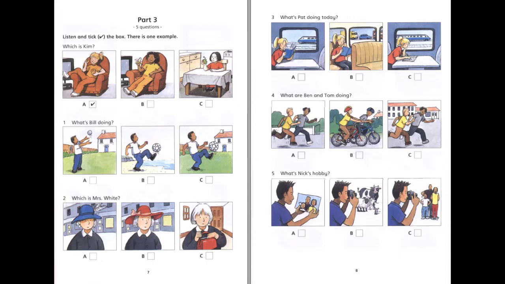1. What's Bill doing? He's playing ball in the garden. And is he kicking the ball? No, he isn't. He's throwing it. Two. Which is Mrs. White? Is Mrs. White in her house today? No, she isn't. She's in the street. Is she wearing her blue hat or her red hat? She's wearing her red hat today.